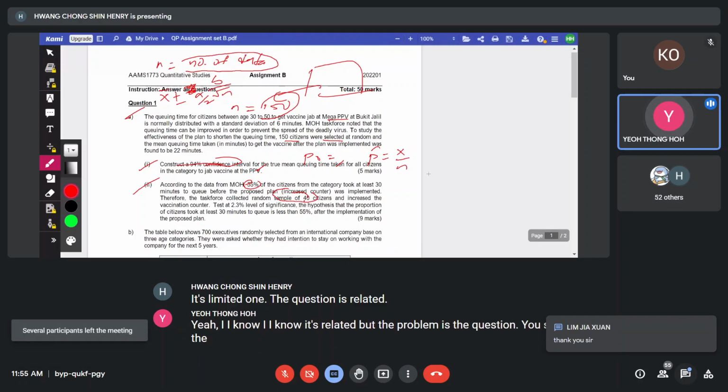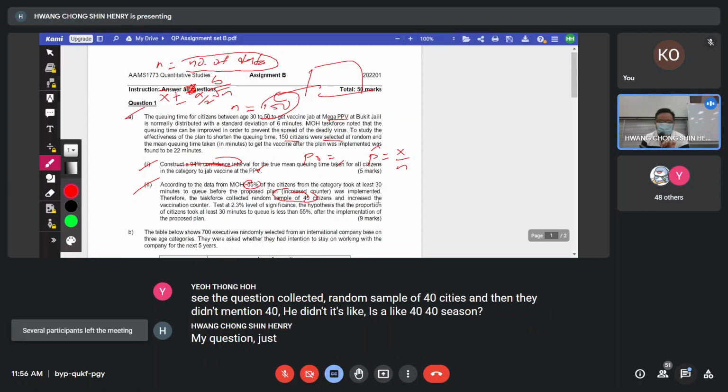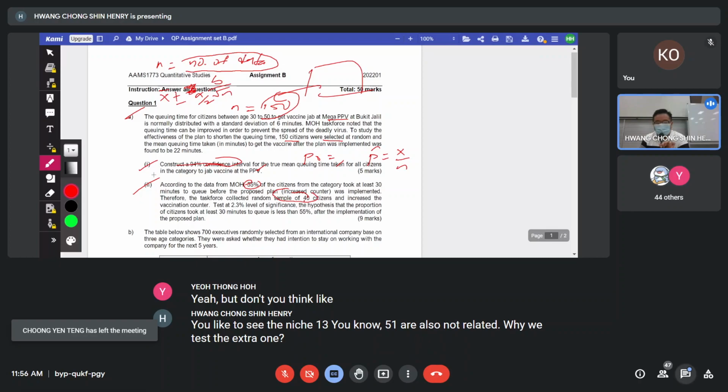You see, the question collected a random sample of 40 citizens. They didn't mention that the 40 citizens took at least 30 minutes. It's related lah. 55% is related one. As I say, you don't worry about the 30 minutes. Yeah, but you see, the 30 to 50 are also not related one. It's just an extra one. So don't interpret. The N is 150. So this extra involved 30 to 50 years old, 30 minutes, you don't see one, you just look at the 55% at the P hat. That's all.